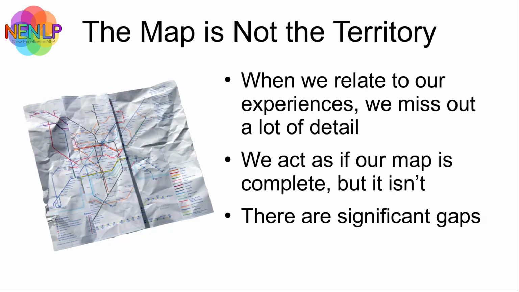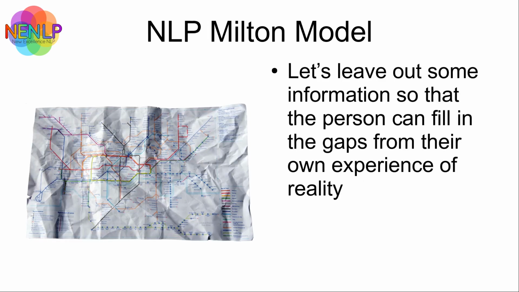When we relate to our experiences, we miss out a lot of detail and we act as if our map is complete, but it isn't. We'll describe an experience in a very limited way, in a very narrow way, with those deletions, distortions and generalizations that I mentioned. And we'll act as if the bit that we tell people about is the whole experience, but it isn't. There are significant gaps in it. So with Milton model, instead of doing that by accident, because that's the story that we want to tell, we do it with purpose and intention, because of our intention to help or support or guide the person that we're working with. So we leave out some information so that the person can fill in the gaps from their own experience of reality. And when I say leave out information, I don't mean huge chunks of content that are missing, but just the gaps in the language that we use.